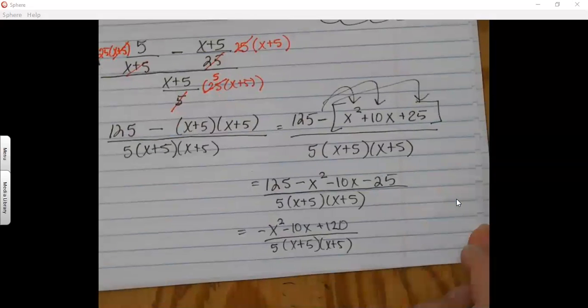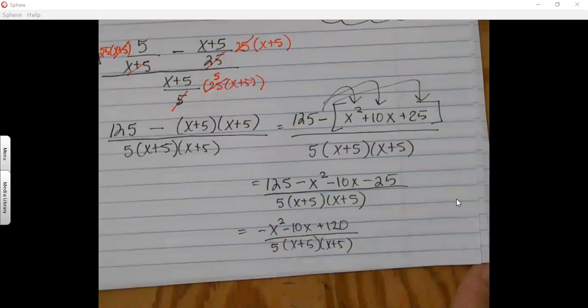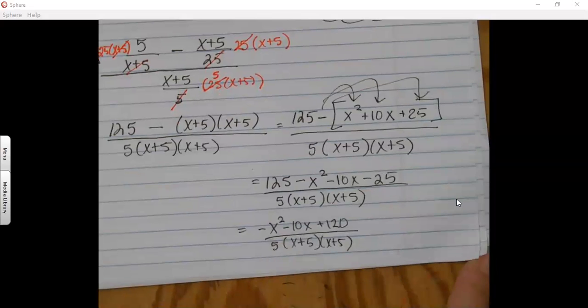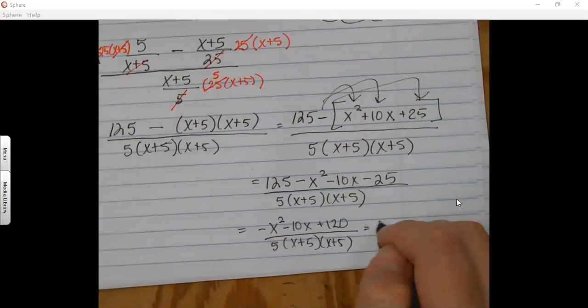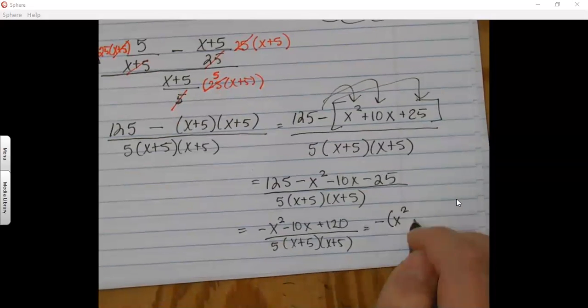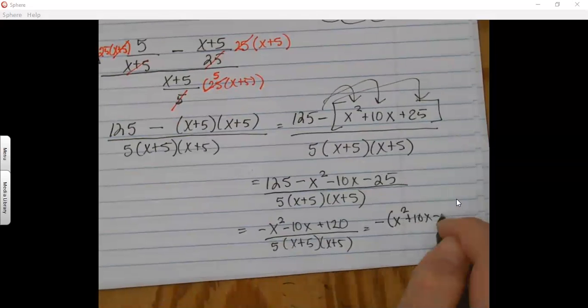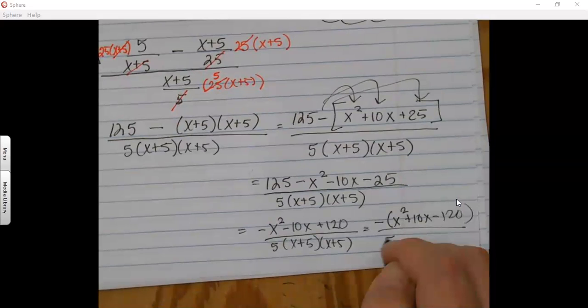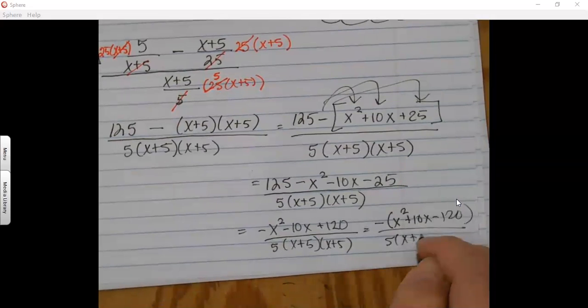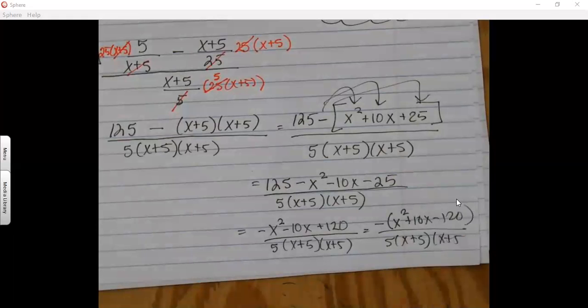Now look, in the numerator, you know when your leading coefficient's negative, you don't want that. You always factor that out, right? So that would be negative, open parentheses, x squared plus 10x minus 100. Oh, yeah. Sorry. Thank you.